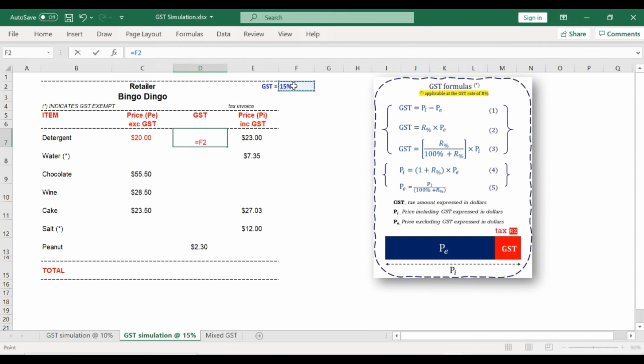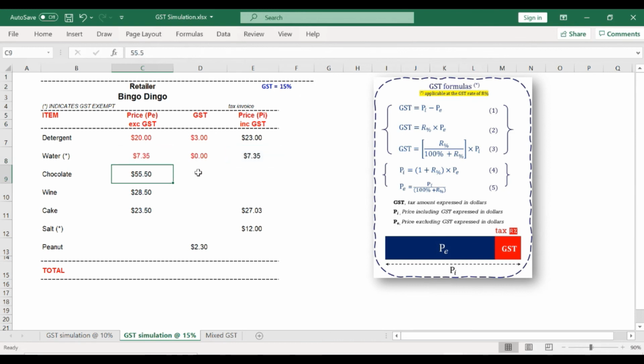Again, it's cell F2, times the price excluding GST, which is cell C7, and we get $3. Now, in terms of the water, there's no tax on it. We simply type 0, and because of that, the price before and after tax is exactly the same thing. So I just type equal and copy the content, or reflect the content of E7 in cell E8, sorry, it's E8.